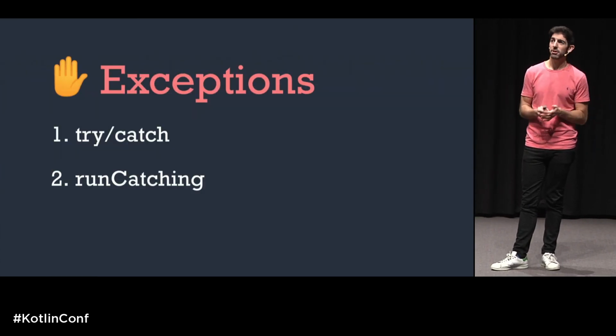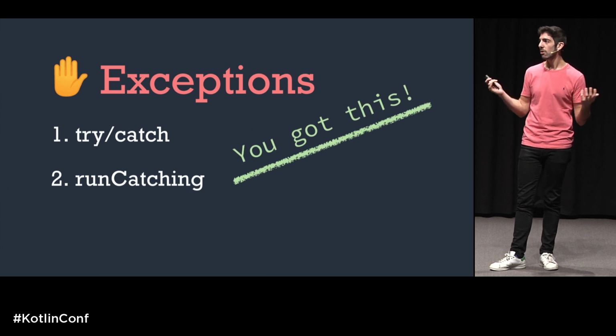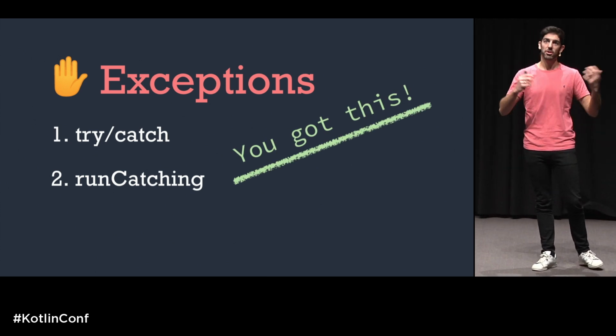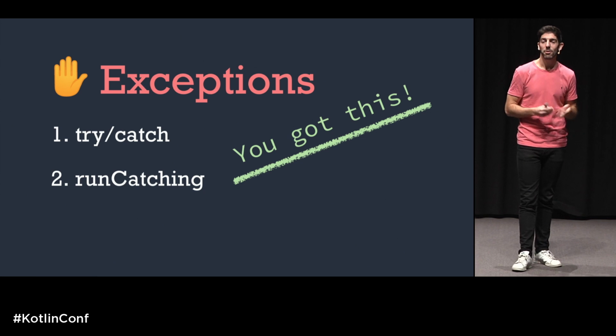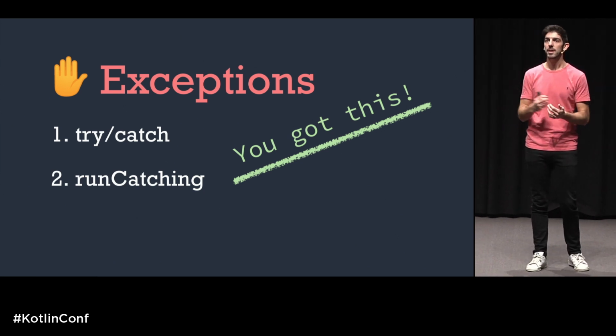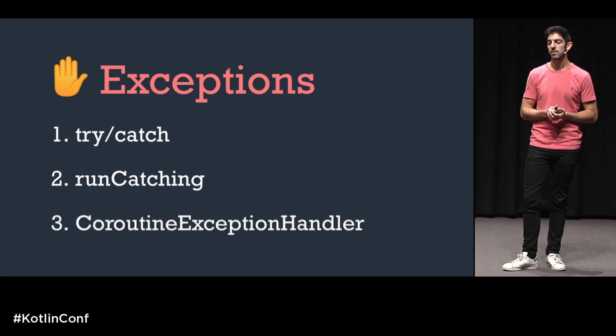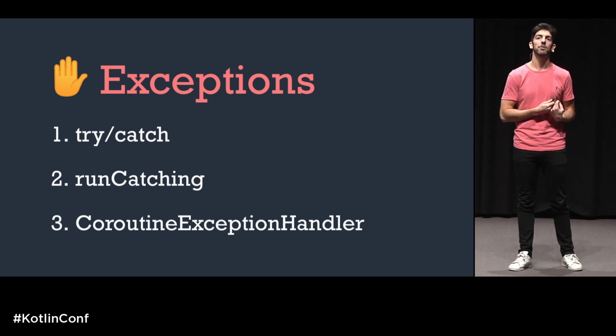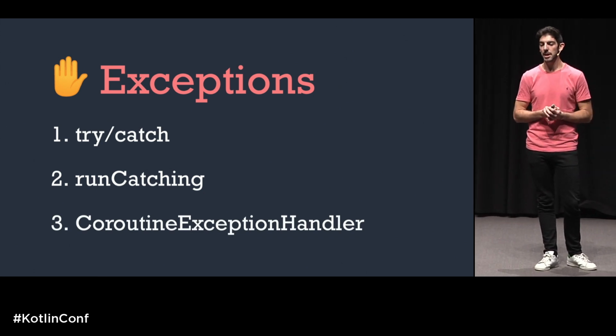So at this point, it's like, OK, I'm catching all my exceptions. I got this. Nothing else can go wrong. However, sometimes something unexpected can happen, and for that, we can use the CoroutineExceptionHandler that we mentioned at the beginning.